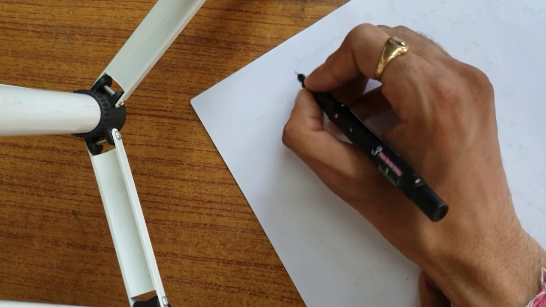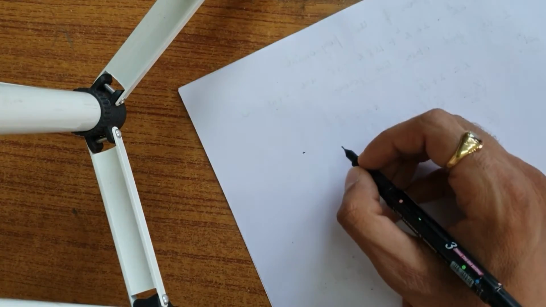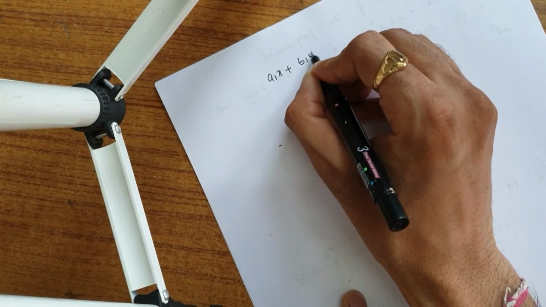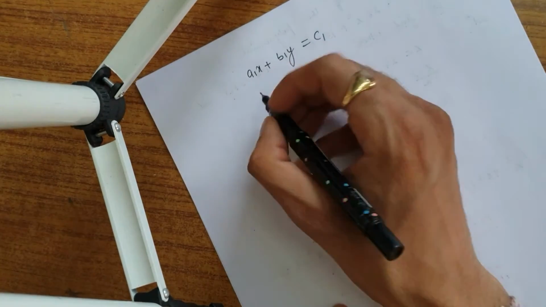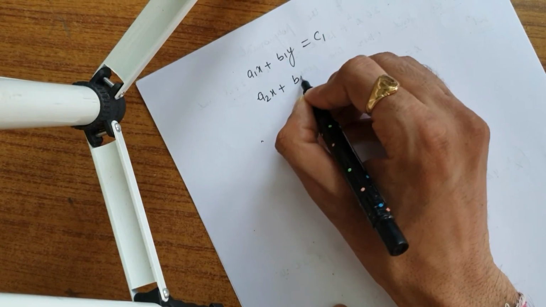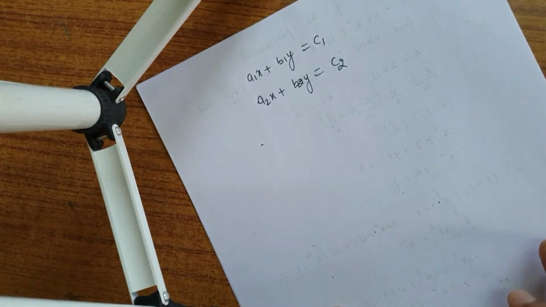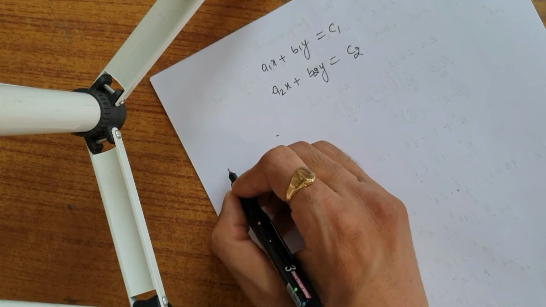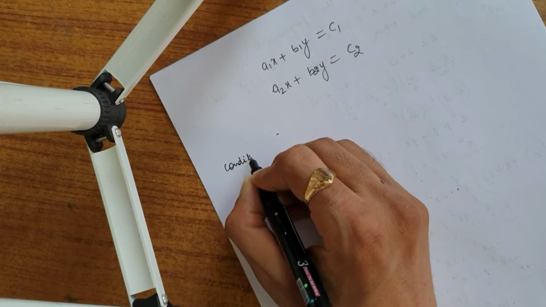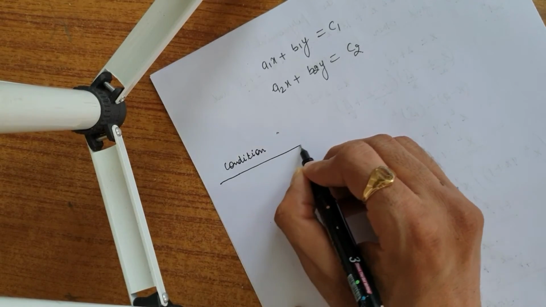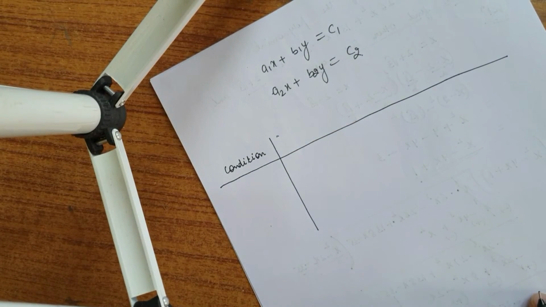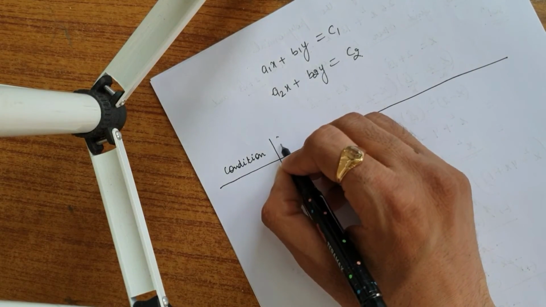Okay, so suppose my two equations are a1x plus b1y equals c1, which is my first equation, and the second equation is a2x plus b2y equals c2. The table is very important. In the first column we will write the condition. In the second column we will write that type of solution.